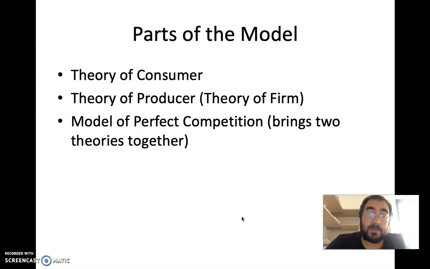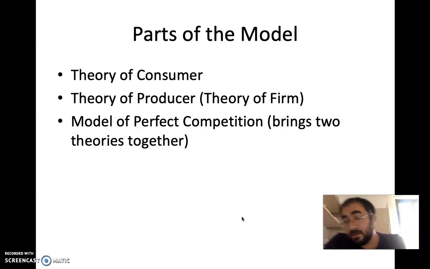So before going further, after we cover the theory of the consumer today, next week we will cover the theory of the producer, which is also sometimes called in the literature the theory of the firm. And then we will bring the two theories together, and we will create the model of perfect competition. And then in the last lecture we will see how the framework we have built in these 3 weeks will work if there are imperfections.